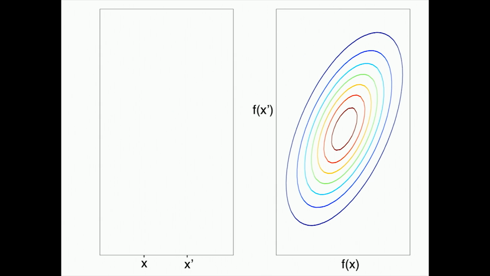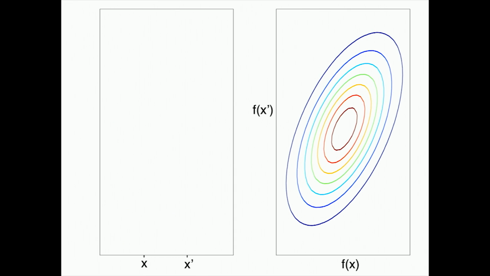So what I'm picturing here is a contour plot of the density of that probability distribution on the pair f of x and f of x prime over here. So in the absence of data, this contour plot is telling me how likely it is that the vector f of x, f of x prime takes any given value. What you see is that the probability density is sort of squished. It's narrower in this direction than it is in this direction.